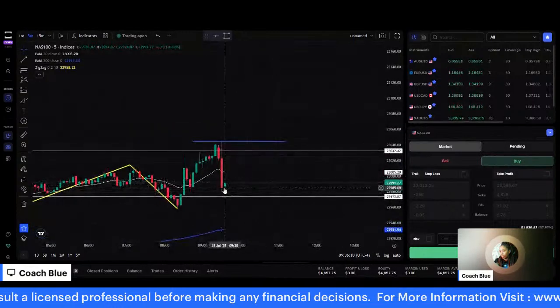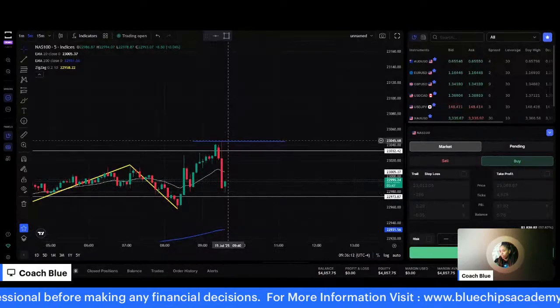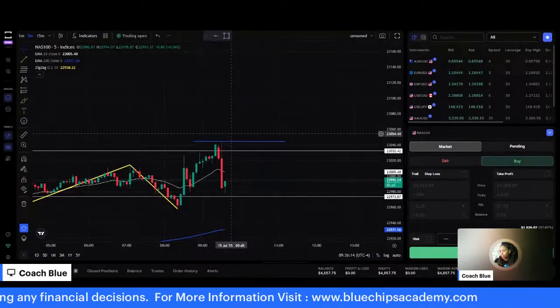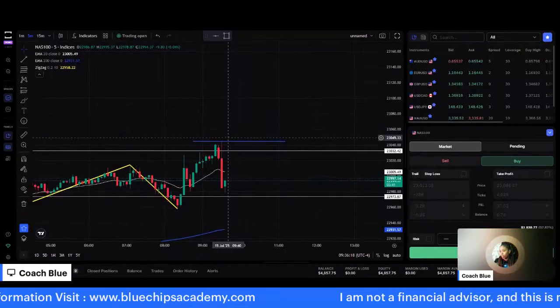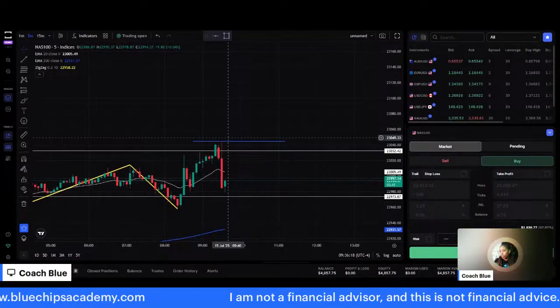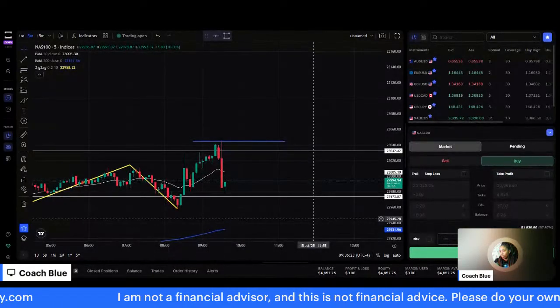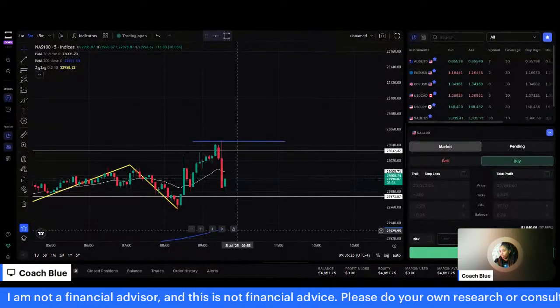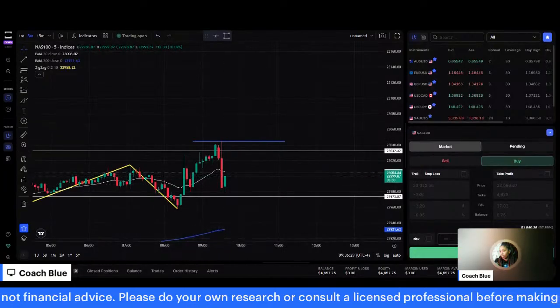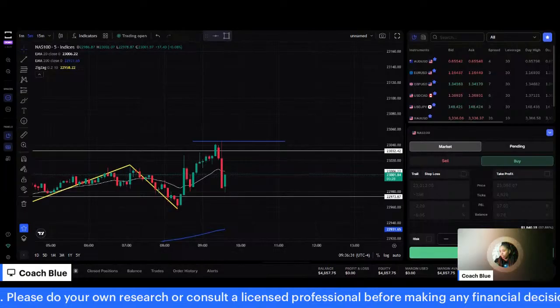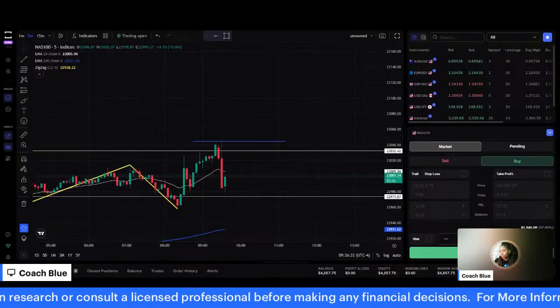So if we find support in this area and then price bounces back up and retests this area and we get a nice little breakthrough, cool, we'll take the buy. We'll look for the buy. But other than that, I don't really see any other opportunities outside of that, because everything else is just a risk. It's a risk that's not worth taking, in my opinion.